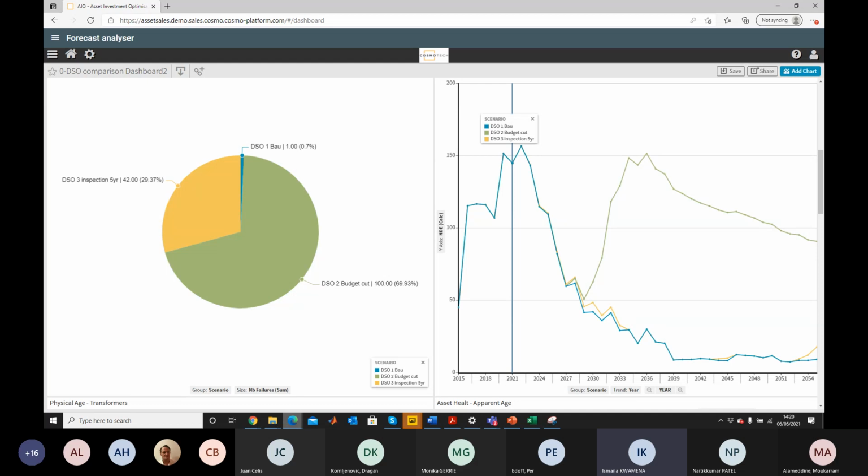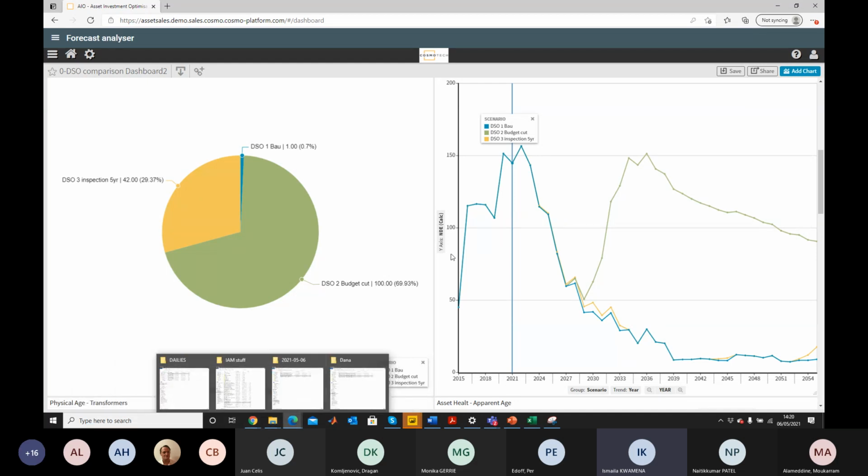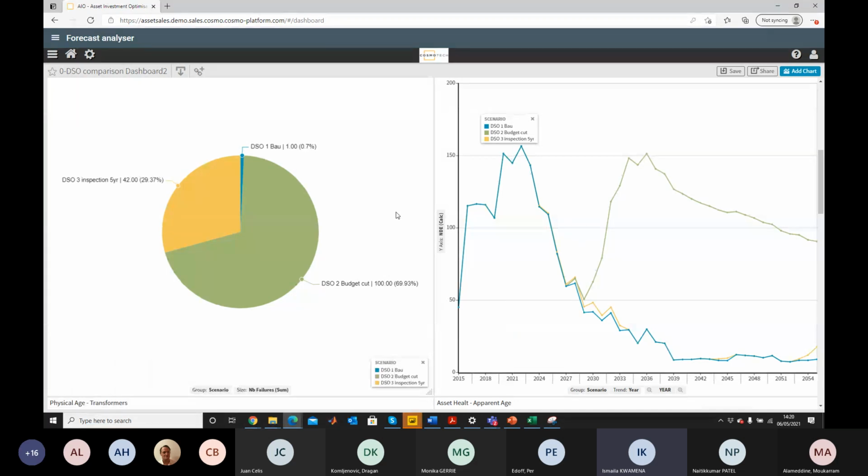Okay, so now moving on to the operational side of things, we have a look at the number of failures associated with each scenario. This small section here is the business as usual scenario. That is what is currently being used. We can see here that it only produces just one failure. Whilst a 50% budget cut results in more failures. That's about 100 failures, as you can see over here. And a scenario with a reduced inspection frequency also results in more failures as well.